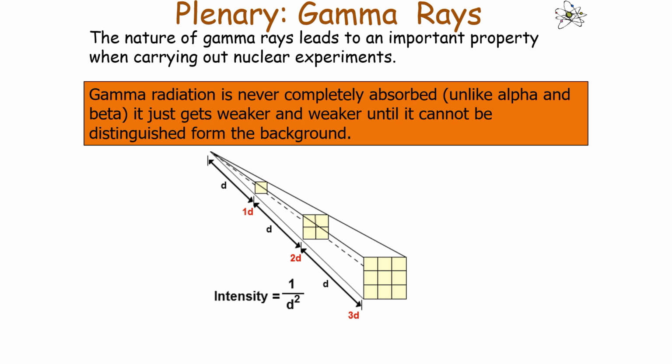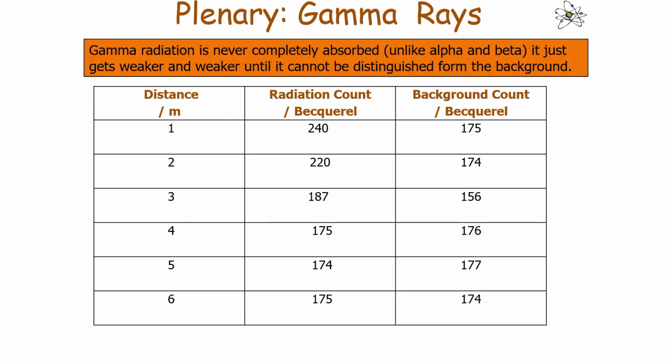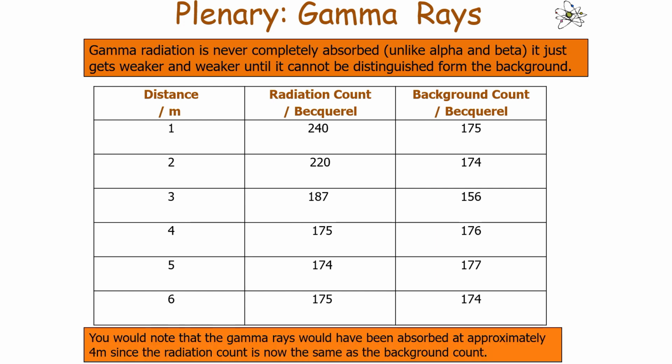Now, the nature of gamma radiation leads to an important property when carrying out nuclear experiments. Gamma radiation is never completely absorbed, unlike alpha and beta. It just gets weaker and weaker until it can't be distinguished from the background. This is a very important principle in physics called the inverse square law, which we'll look at in upcoming lessons. It can never truly disappear from your readings. It will only get smaller and smaller until it can't be distinguished from the background count. So you'll notice in these particular sets of experimental results, the gamma rays will have been absorbed at approximately 4 meters, since the radiation count is now approximately the same as the background count. Therefore we can say that there must be no alpha, beta or gamma radiation coming from that object.